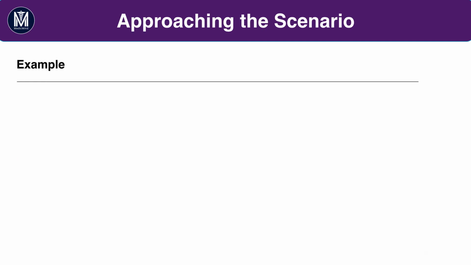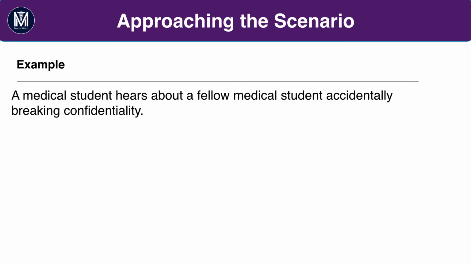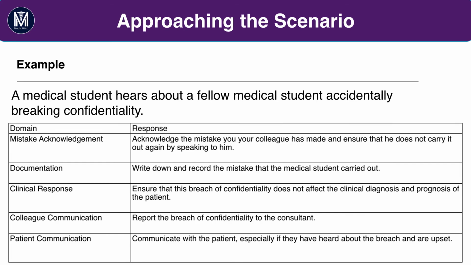An example now. So in this example, a medical student hears about a fellow medical student accidentally breaking confidentiality. These are the different responses that could occur. Mistake acknowledgement: acknowledging the mistake your colleague made and ensuring that he does not carry it out again by speaking to him. That would be a very appropriate thing to do. Writing down and recording the mistake that the medical student carried out is also a very appropriate thing to do.